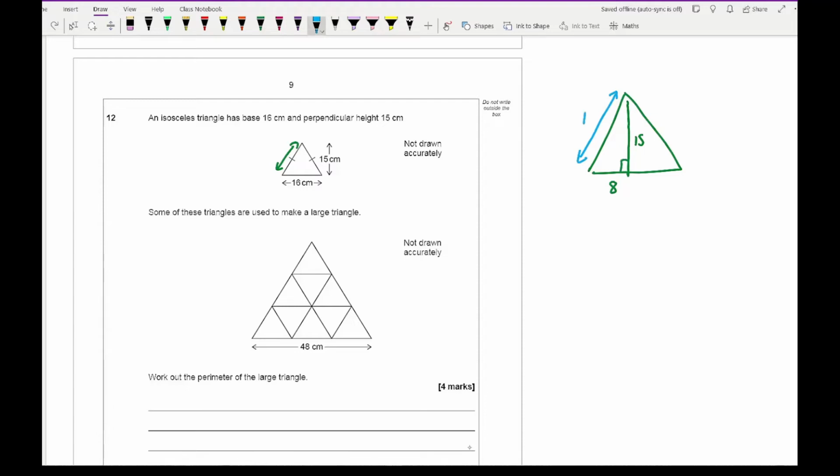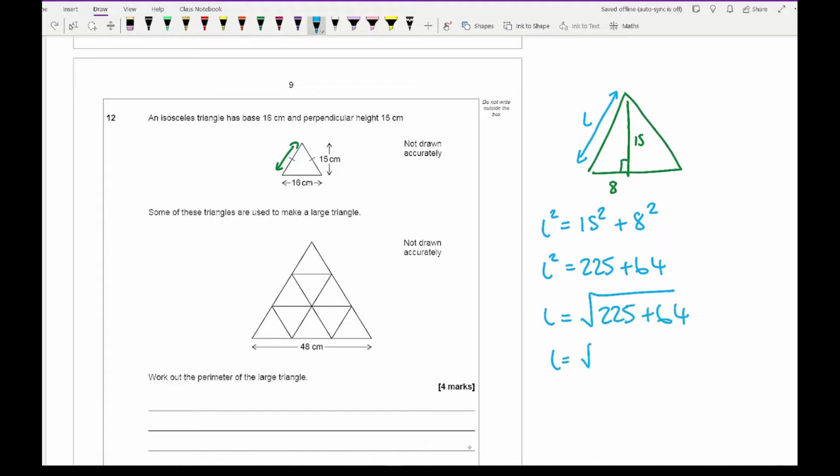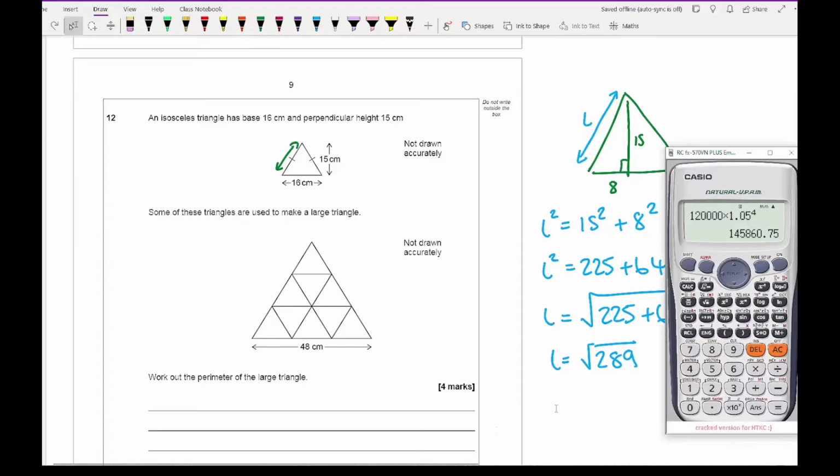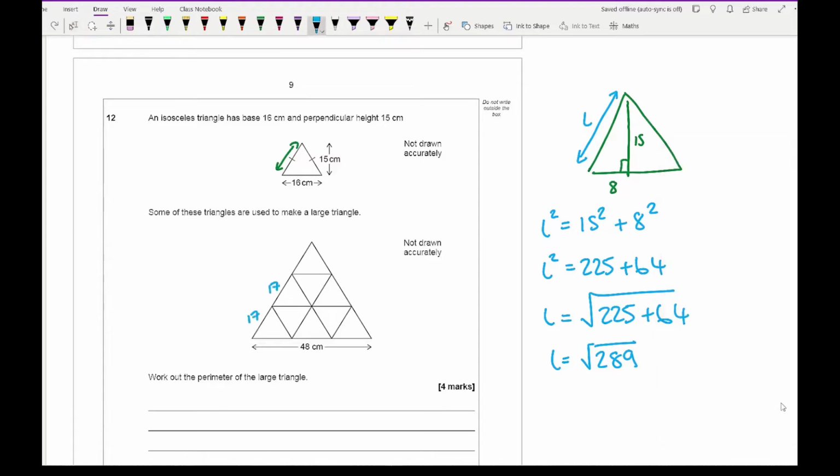So to work out this length here, which I'm just going to call L, L squared is going to be 15 squared plus 8 squared. So L squared is equal to 225 plus 64. So L is going to equal the square root of 289. If I type that in, square root of 289, press equals, it gives me 17. So every diagonal is going to be 17.